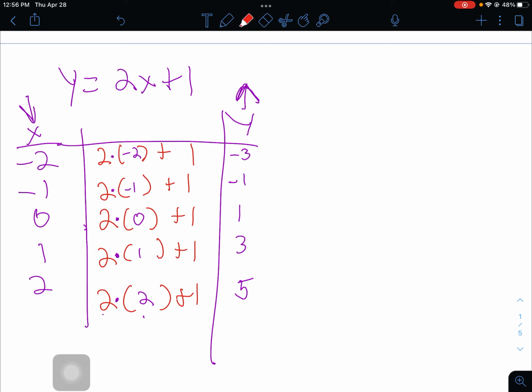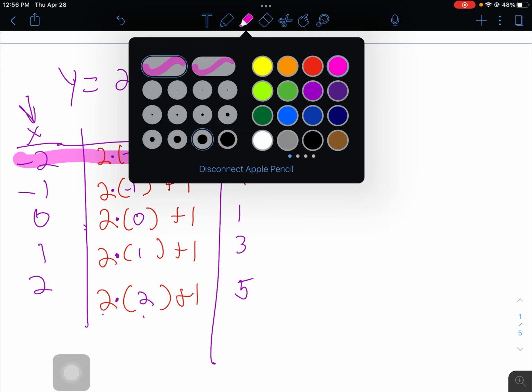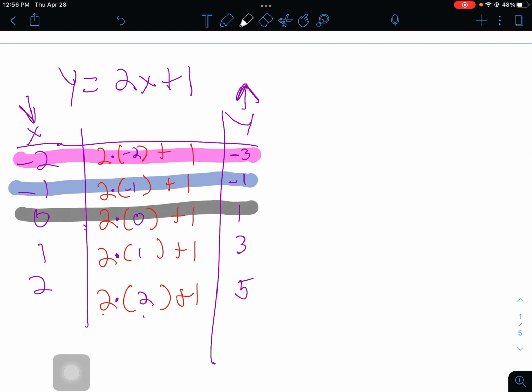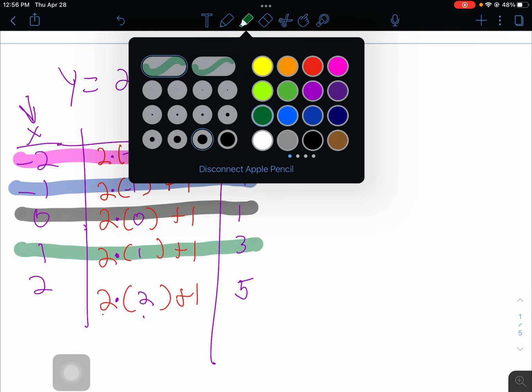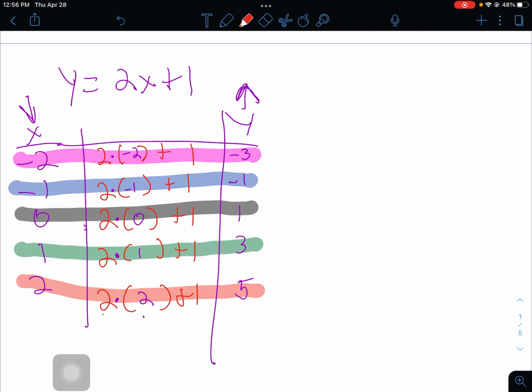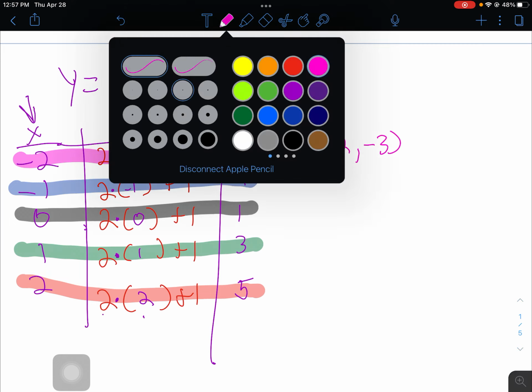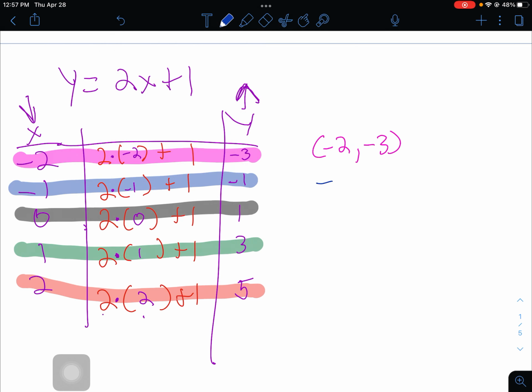If we take each one of these, I'm going to highlight them all in different colors. Here's our pink, here is our blue, here is the black, here is green, and then we'll go red. We can make a point from each one of these. With pink, our x was -2, and when we put in -2, we got out a -3. Our blue, we put in -1. What did we get out? We got out -1.